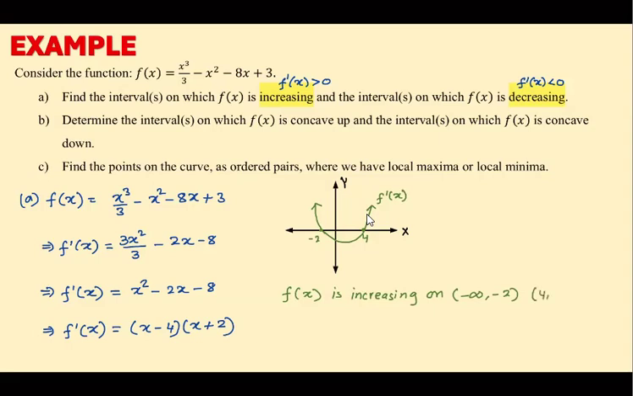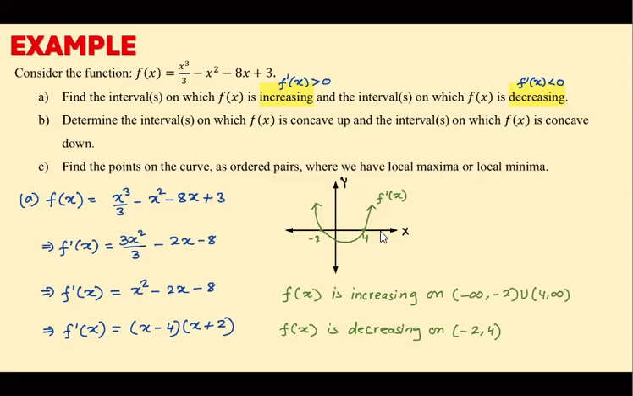And if we want to combine these two, we put a union sign in the middle. So the original function is increasing on that interval. Similarly, the function is decreasing from negative 2 up to 4 because the derivative is negative. You can see that the y values are negative there. So the derivative is negative, meaning the original function is decreasing on the interval from negative 2 up to 4.